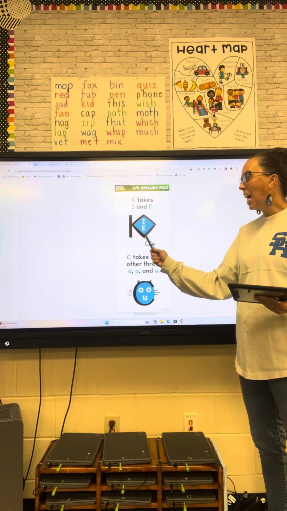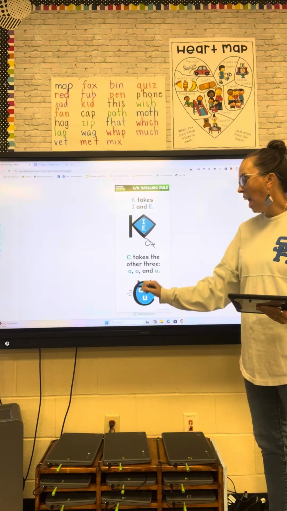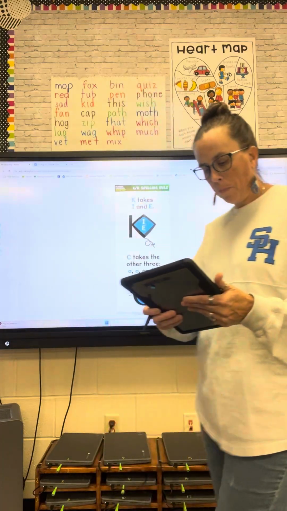If you notice the kite that's up here in the K has the I and the E, and then the cat has the A, O, and the U. If you look above the whiteboard, you will see the poster. So if you need to look at the poster during the lesson or when you're doing your Reading Horizons online, you can look at the poster that's on the board.